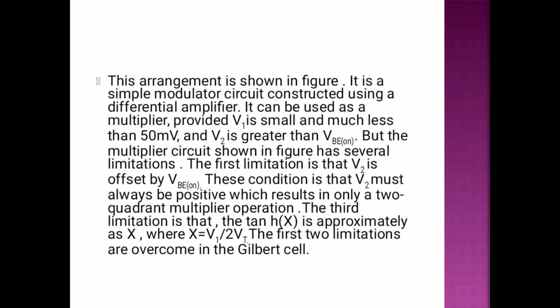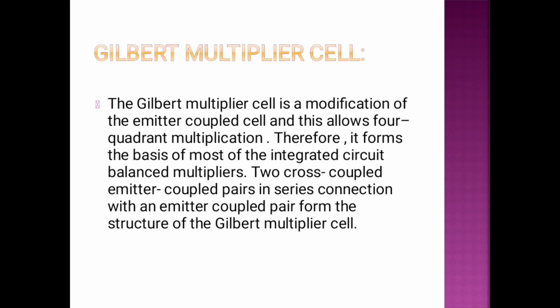The first limitation is V2 offset. The condition is that V2 must be positive, so it remains a two quadrant multiplying operation. So the Gilbert multiplier cell. The Gilbert multiplier cell is a modification of the emitter coupled cell, and this allows four quadrant multiplication.